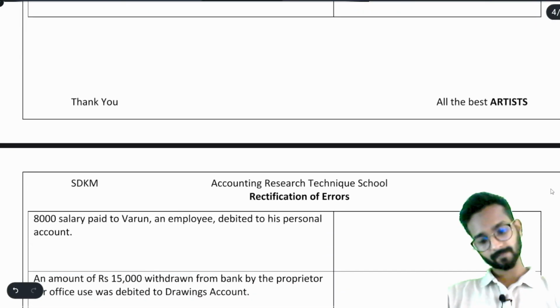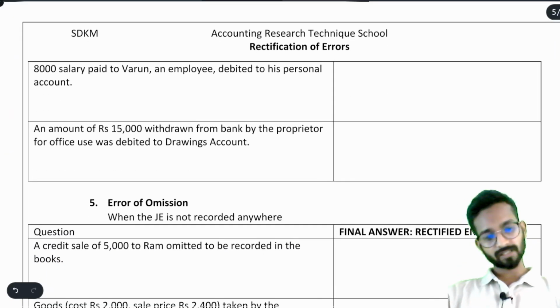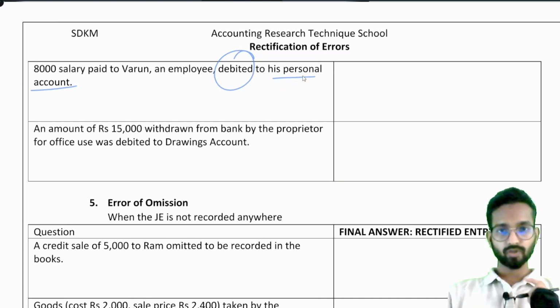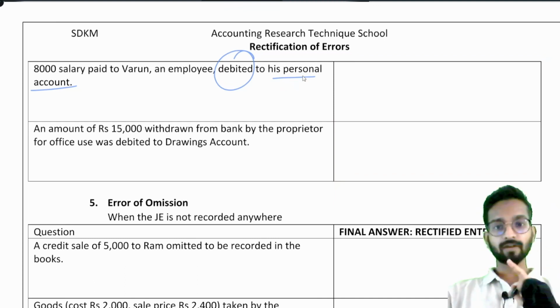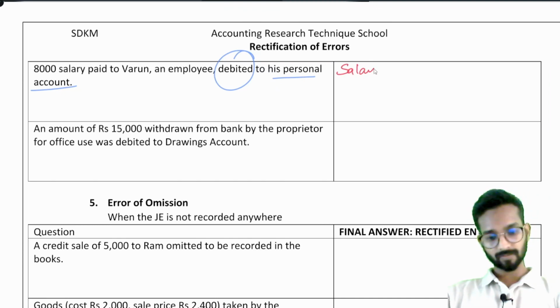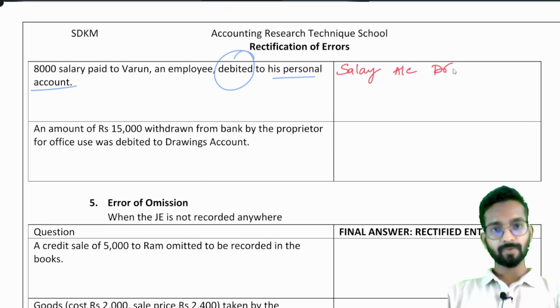Now after this, 8,000 salary paid to Varun, an employee, debited to his personal account. See, whenever you are paying a salary, what is the journal entry you are supposed to write? Salary to cash 8,000, but they have written Varun to cash 8,000 because they are saying we debited his personal account. You were supposed to debit salary. You have debited Varun. So what will you write? You will debit salary. You debited Varun, so credit Varun now.